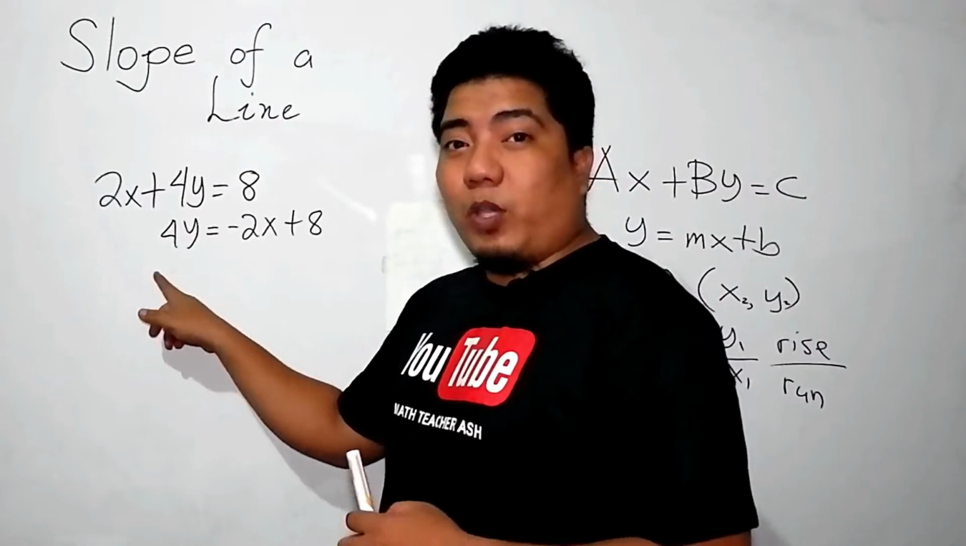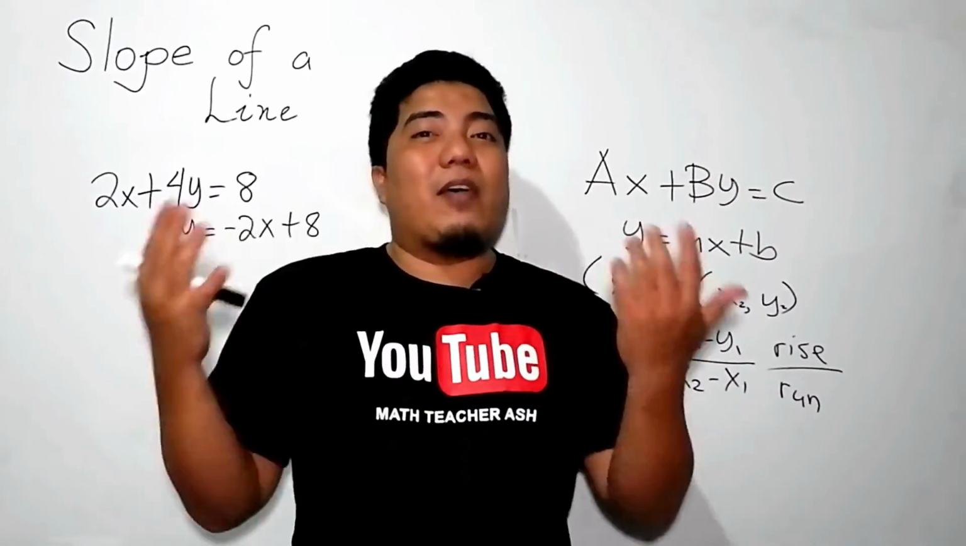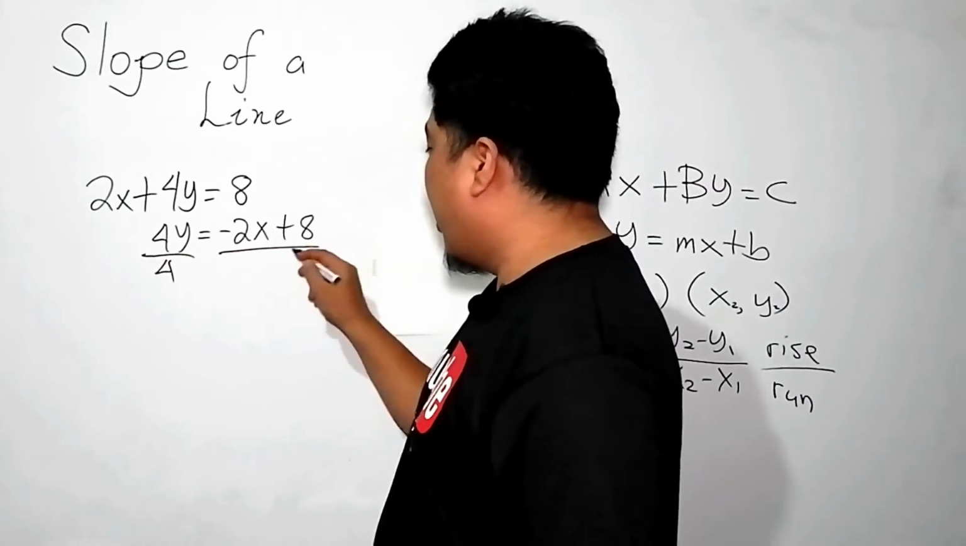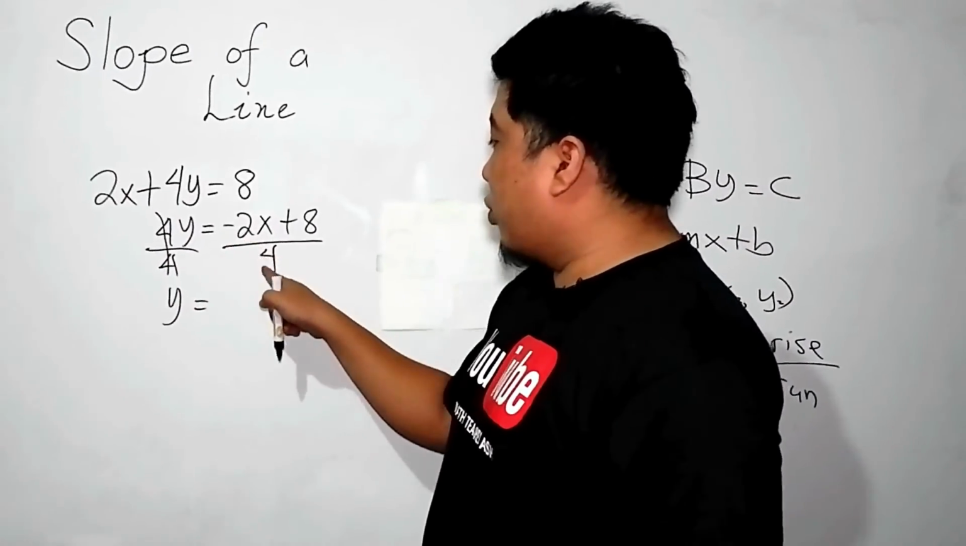Now, we have a coefficient here of 4. Our y doesn't have a coefficient. It should have only y. So, what we do is we divide the whole equation by 4. Okay? So, this will be cancelled. Y is equal to negative 2 over 4.